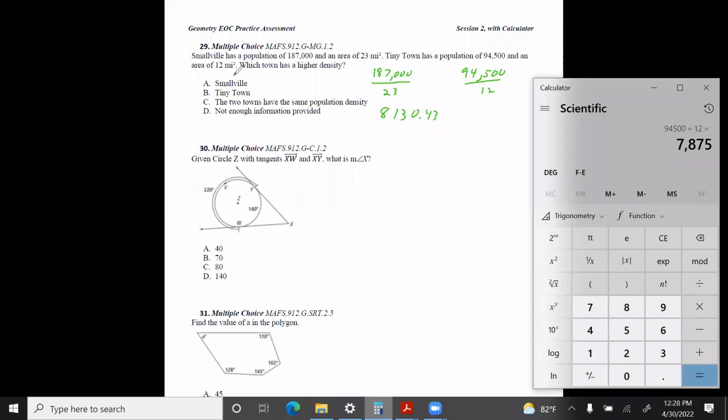You get a population density of 7,875. Which one is bigger? The 8,130, which was Smallville. So Smallville has a higher density.